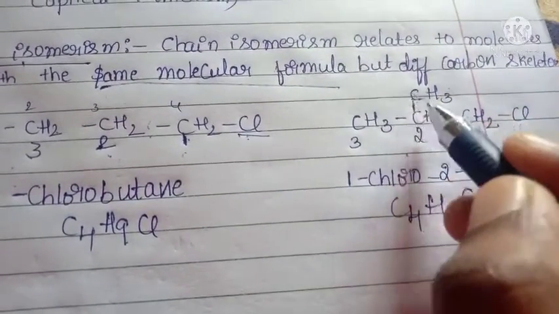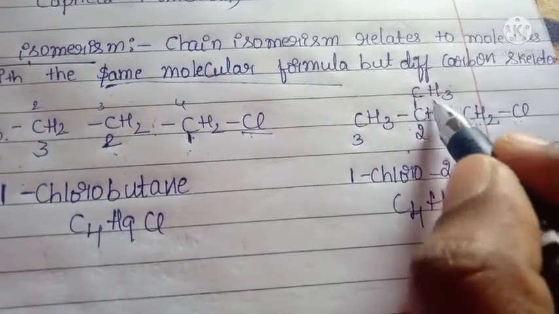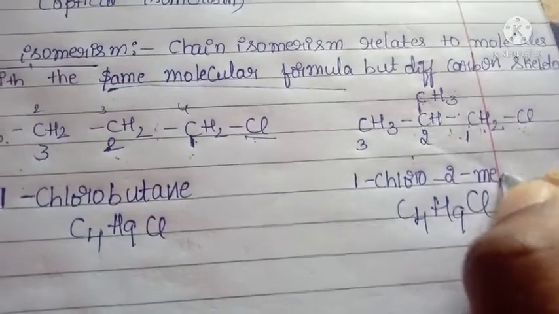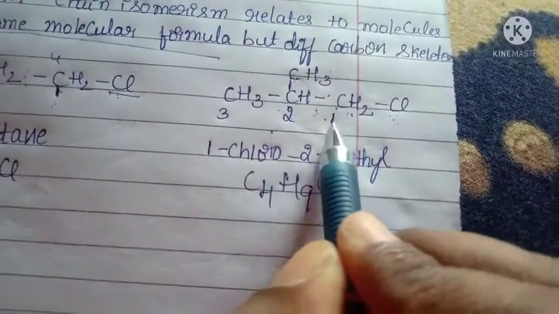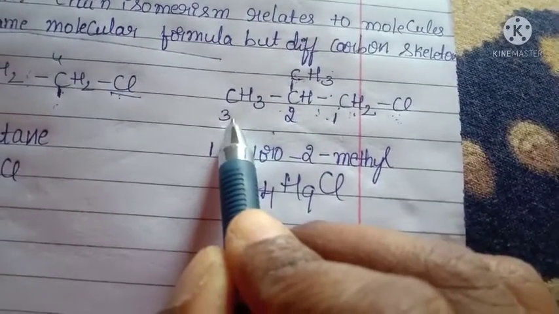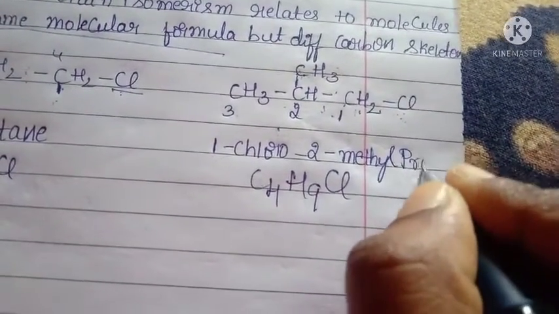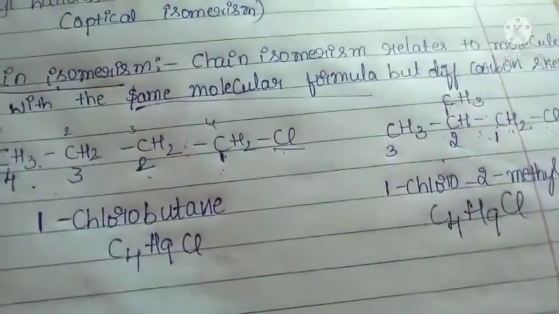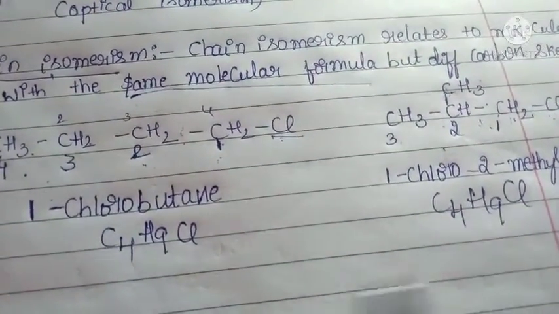Which group is attached? Methyl. Here you have to use a methyl group. If it is a C2H5 group, that is ethyl. Okay, 2 methyl. So then you have to write the alkane group. How many carbon atoms are present? 3 carbon atoms. If 3 carbon atoms are present, the alkane group is propane. Okay, do you get it? Here the same molecular formula is there, but different structural formula and different IUPAC name.